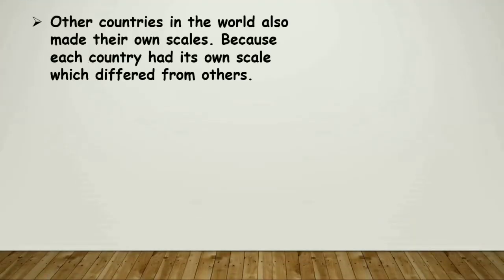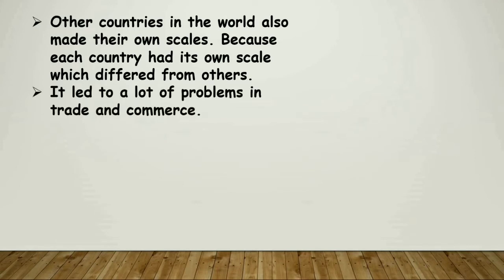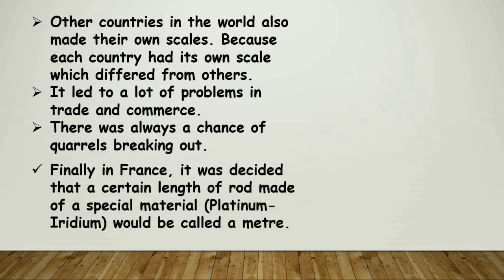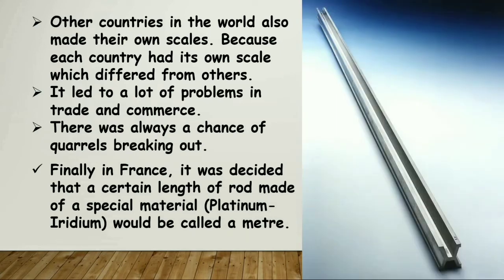Every country prepared its own scale based on their king's yard length, because each country had its own scale which differed from others. It led to a lot of problems in trade and commerce. So there was always a chance of quarreling breaking out. So finally in France, it was decided that a certain length of rod made up of a special material, a platinum iridium mixture, would be called a meter. You can see the picture, it is the meter bar, which is made up of platinum and iridium mixture, a special type of material.